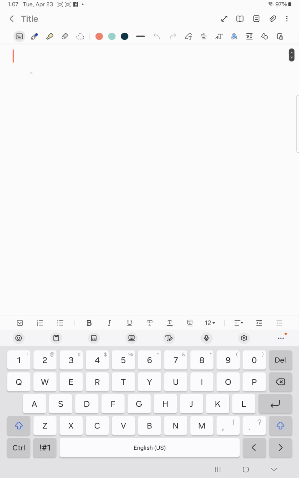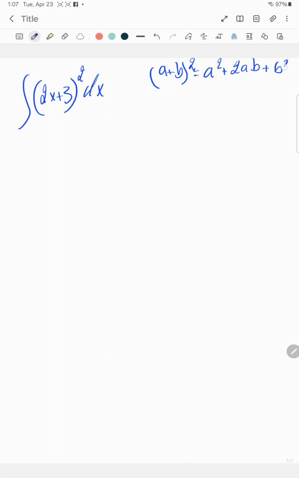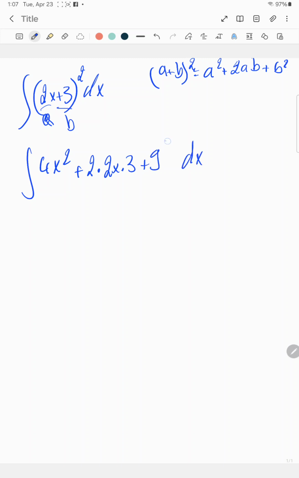If I have the integral of (2x plus 3) squared dx, this is easy. I don't have to change variable inside this because this is like (a plus b) squared, which is equal to a squared plus 2ab plus b squared. So if I apply that formula, that is my a and that's my b. So a squared becomes 4x squared, plus 2 times 2x times 3, plus 3 squared is 9, dx.